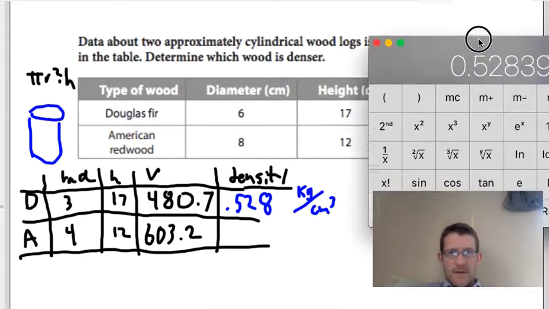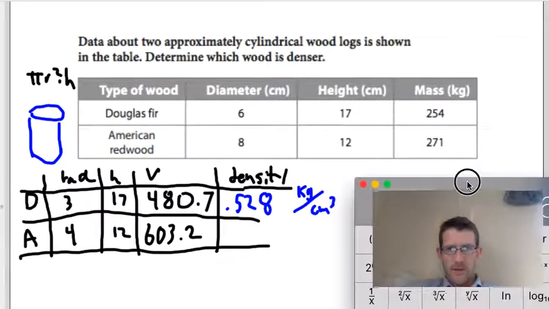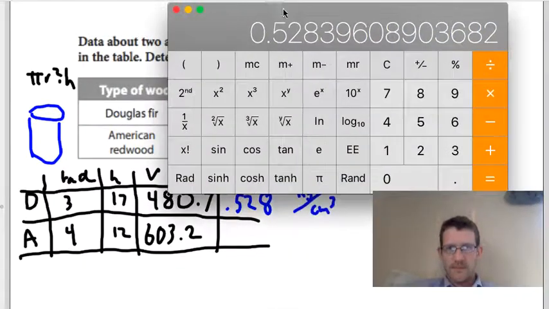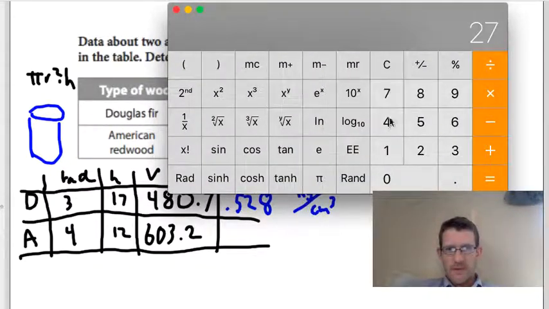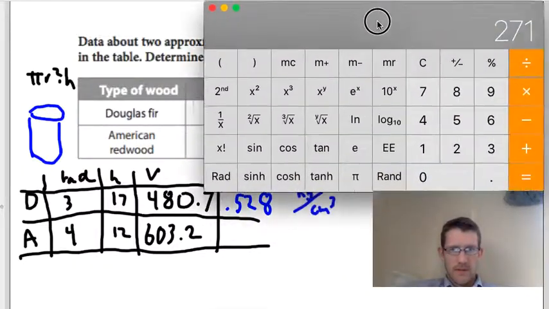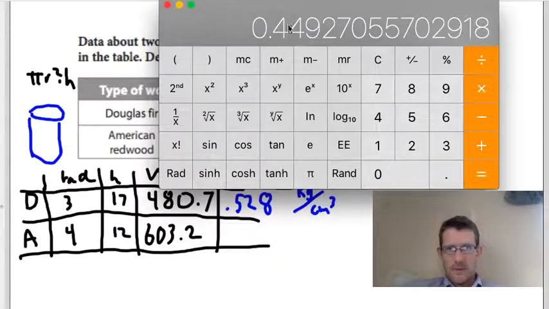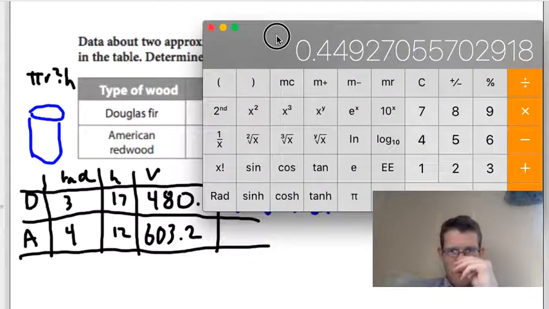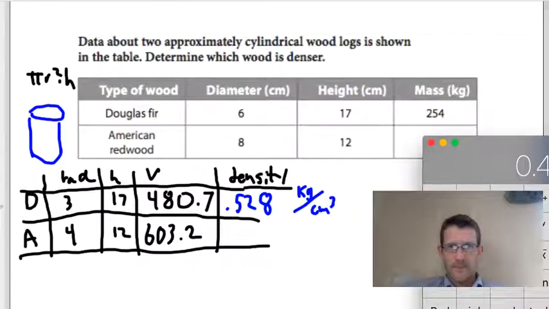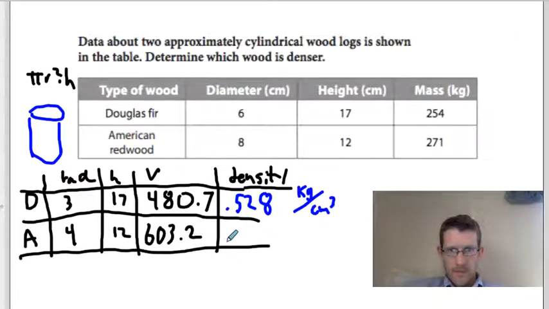Let me do my other one. The other one had a mass of 271. So 271 divided by 603.2 equals 0.449. Again, this is kilograms per cubic centimeter.